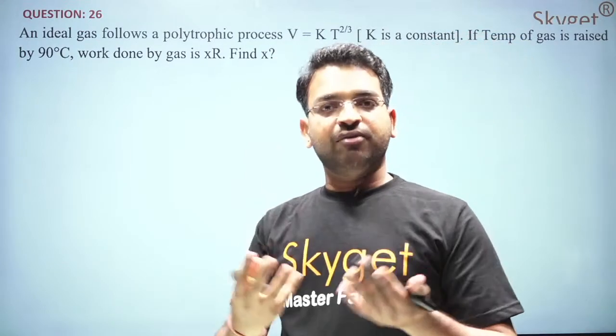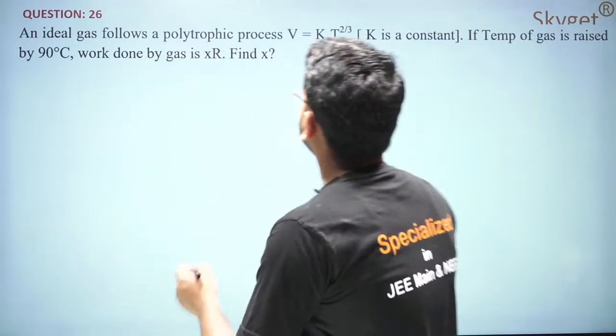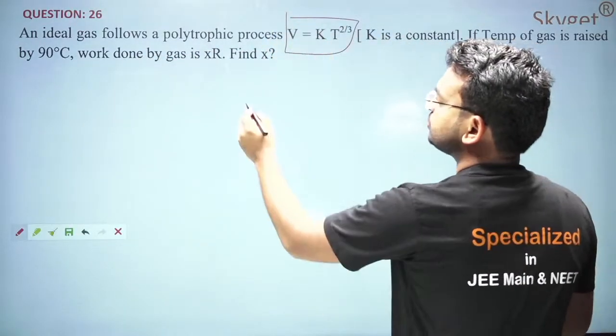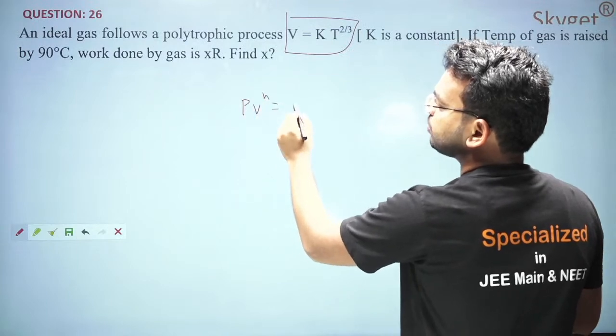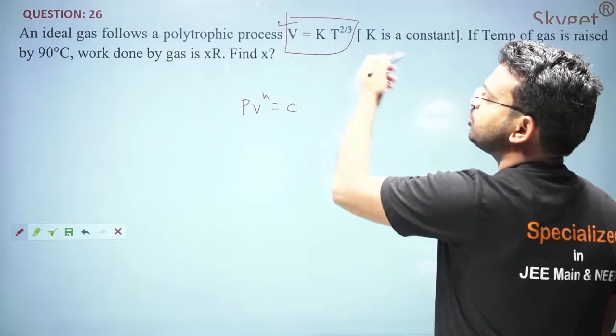This is the process they have given. Now you can convert this process and get your results so easily. So they have given that V equal to this value. So we know that PV raised to power of n equal to constant, polytropic process. Now how to make the formula into V and T terms?